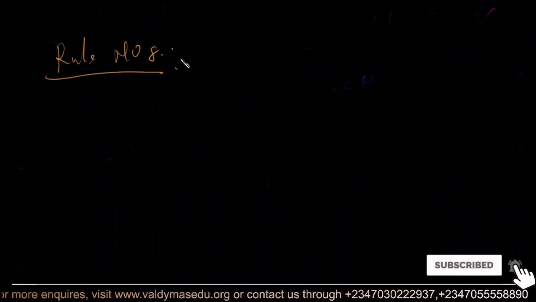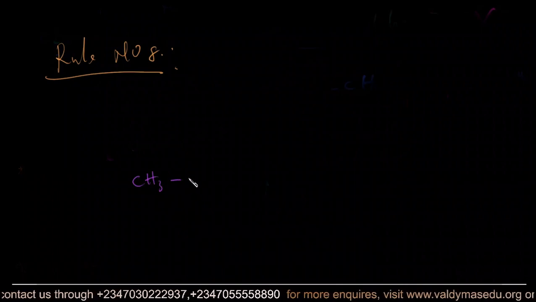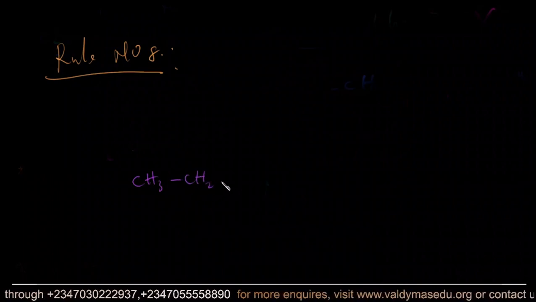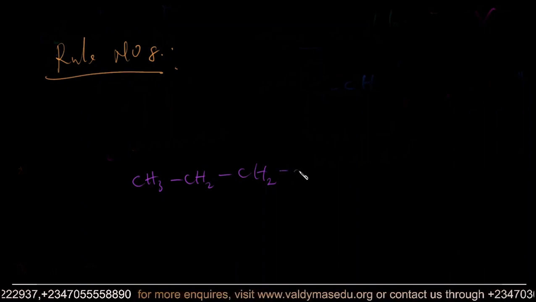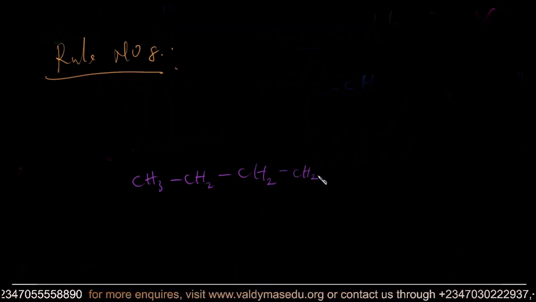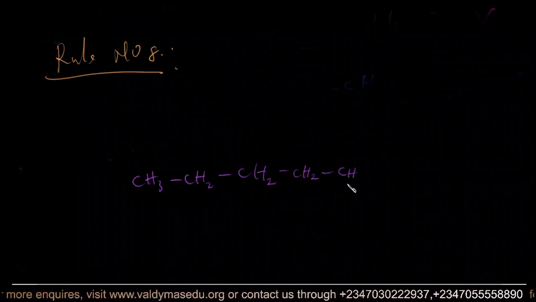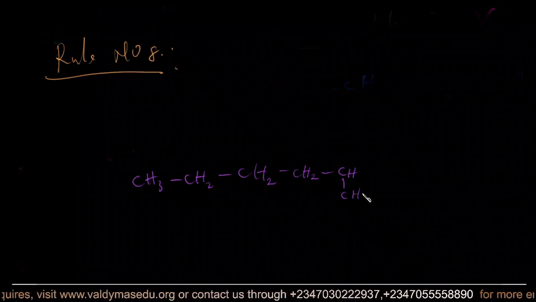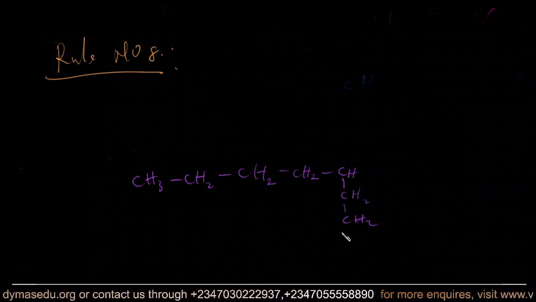For us to understand this rule better, let's take this structure again as our example. When we have something like this, CH2, compound, we're going to have a complicated structure here.